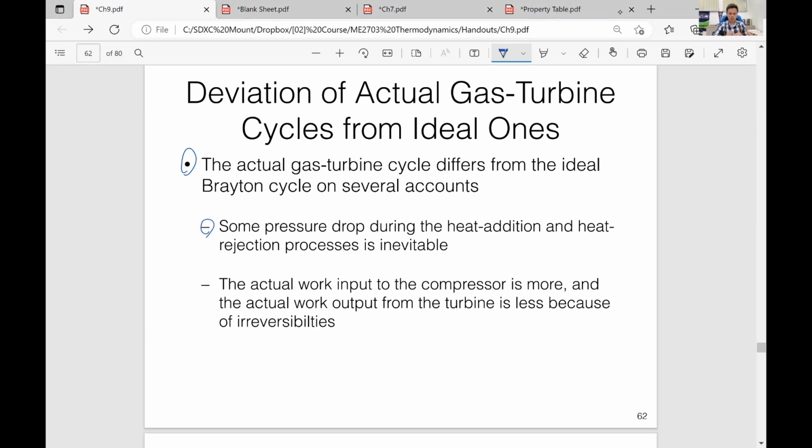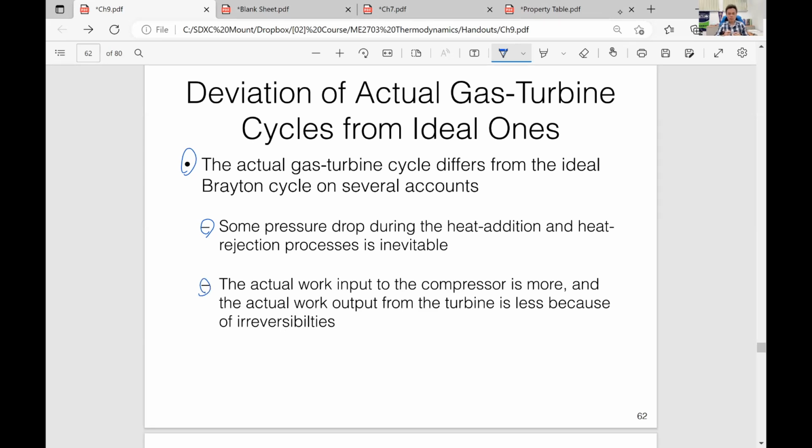One is that some pressure drops during the heat addition and heat rejection processes are not avoidable. That means in real practice, there must be some pressure drop when the working fluid is transported around in the pipelines.